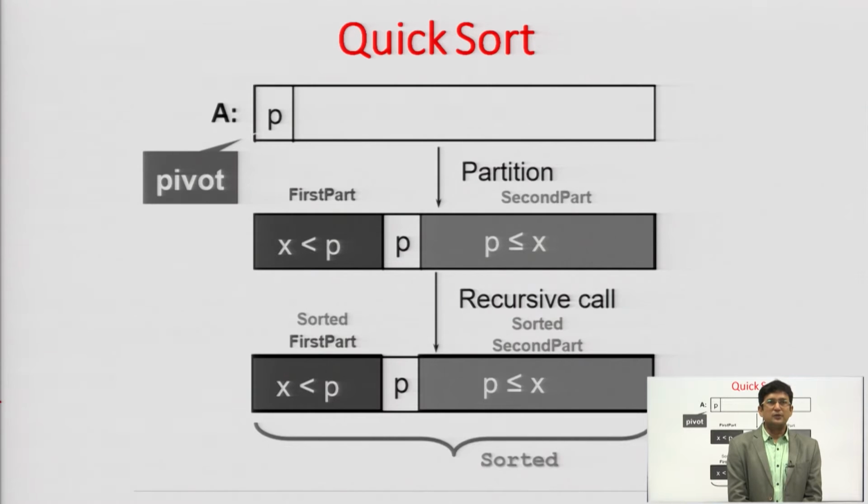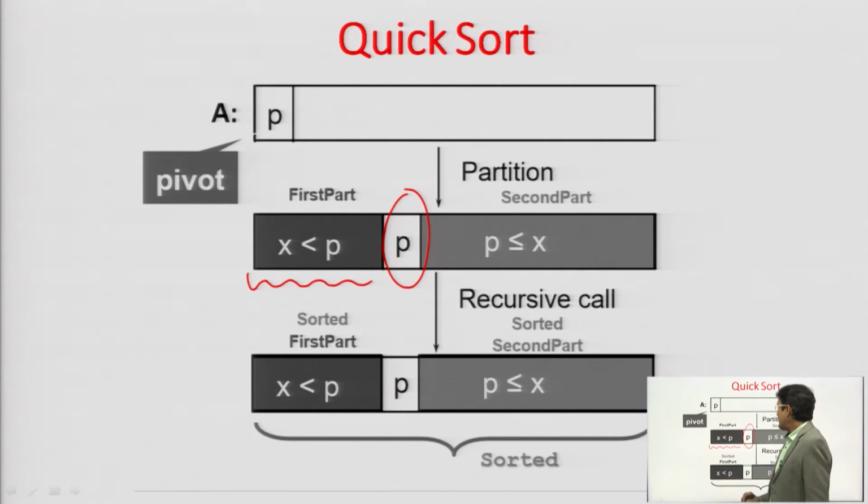So, we find the position of the pivot element in the sorted array such that all the elements lying to the left of the pivot are smaller than the pivot, and all the elements on the right-hand side are larger than the pivot. So, this is the process of quick sort. We have seen an example and we have done this.